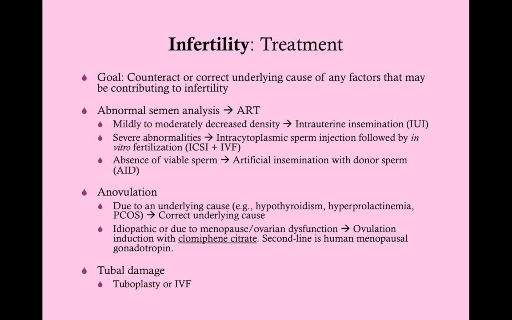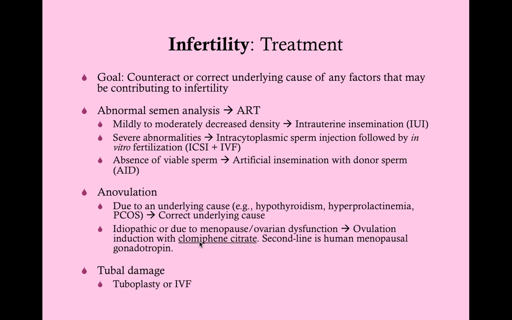Now, the problem with this is that it can cause hyperstimulation of the ovary, so you may get more than one dominant follicle and multiple eggs released, and that's why we see a higher twinning rate with clomiphene. You're more likely to have multiple gestation. There's also a second-line agent that can be used. That's human menopausal gonadotropin, so you can use that if clomiphene fails.